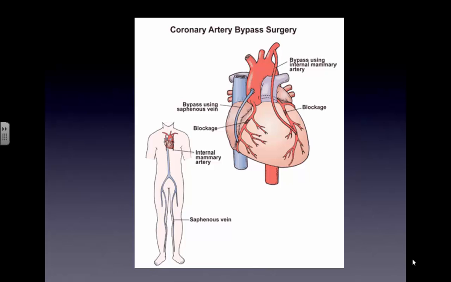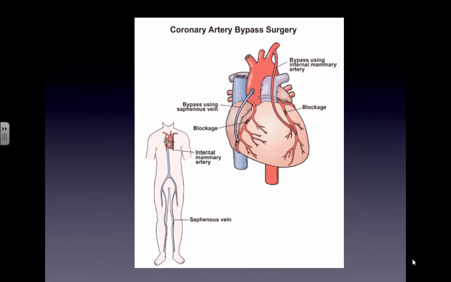It also comes off of the aorta and feeds blood to the heart. But if there's a blockage here, again, these parts of the heart aren't going to get oxygen. So what they do in a bypass surgery is they may take a vein from your leg while you're asleep, cut it out, and then sort of paste it into your heart. They connect one end to the aorta, then they connect the other end lower down on the coronary artery.